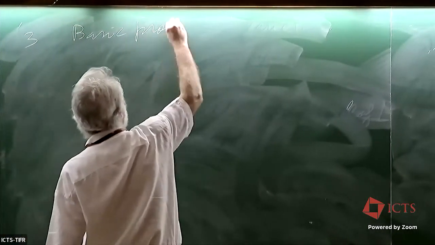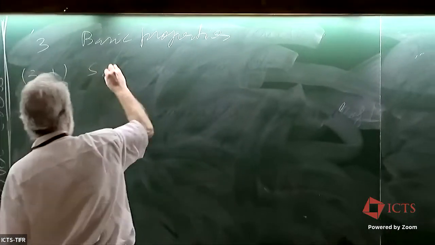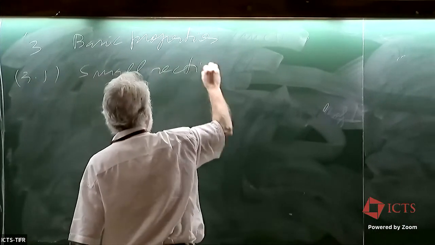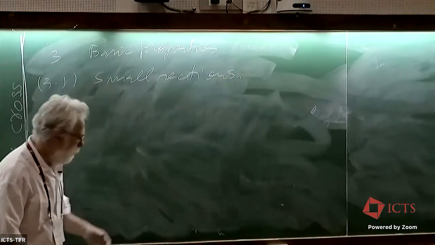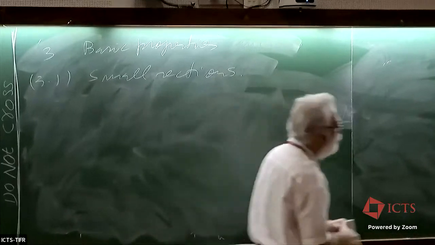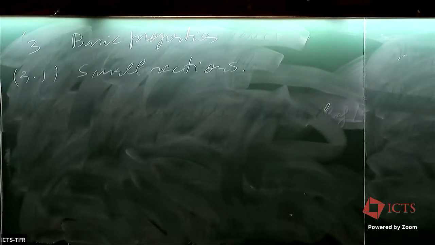We are in section three now, which is basic properties, and part 3.1, which will be small sections. So then, one first question is, do I have criteria to assure that there are plenty of small sections? For instance, a criterion like the Nakai-Moishezon criterion in geometry that tells me when a line bundle is ample.